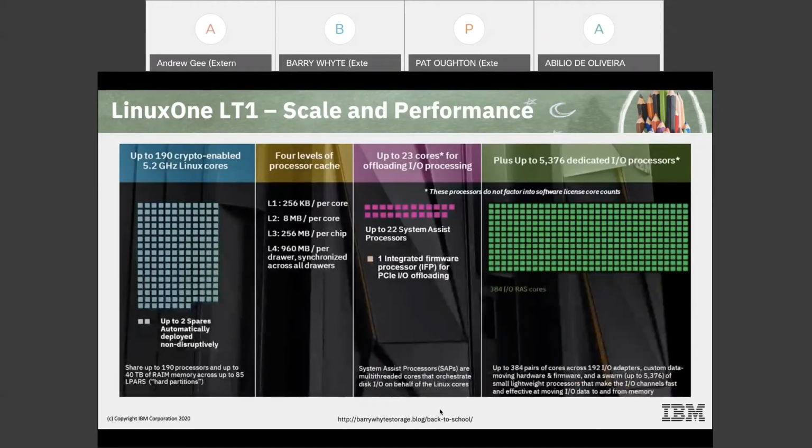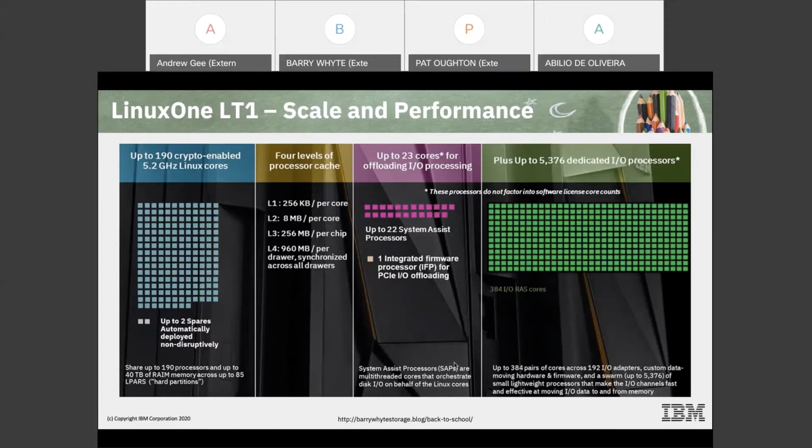Next up, LinuxONE. The scale of the LT1, we have up to 190 cores available for Linux. These are what you would consider a core on x86. Each core has its own inbuilt crypto assist module and on-chip compression module. If a major core fails, then it automatically swaps in another one. Customer doesn't even notice. 40 terabytes of RAID memory and 85 hard partitions on the full-size one.